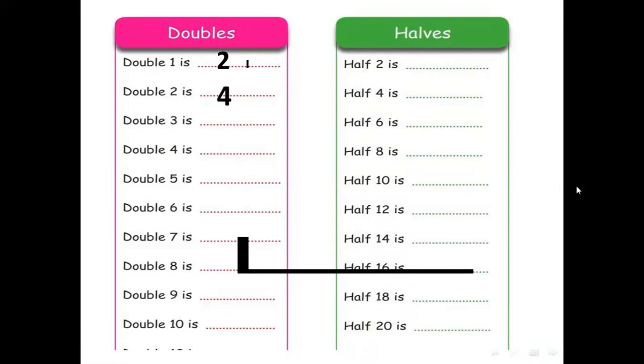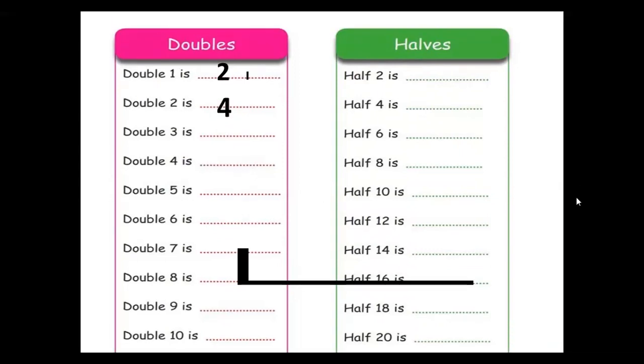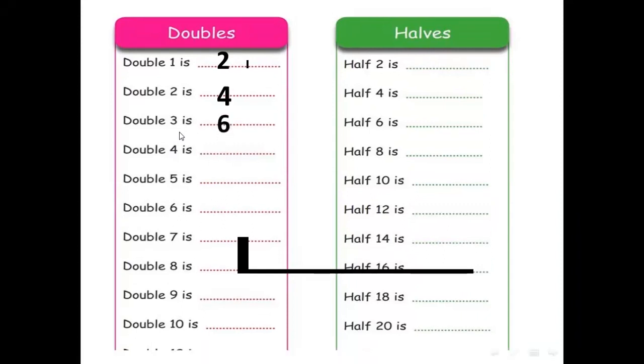Thank you, Murad. Jessie, can you hear me? Yeah. Okay, here. Double of 3 is 6. Excellent. And double of 4 is 8. Good job, Jessie. Thank you.